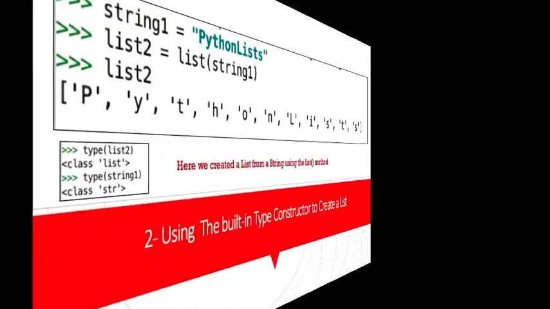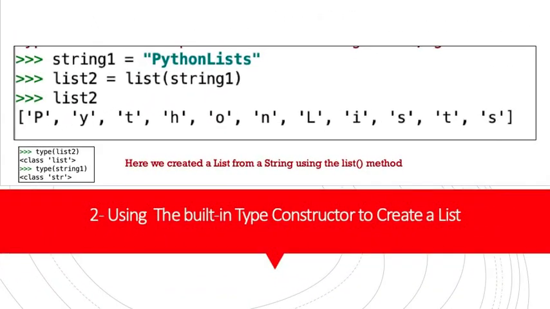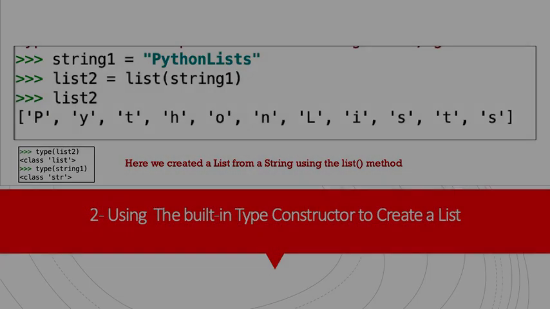The second way is to use the built-in type constructor. So here we have a string, Python lists, and then we declare list2 equals, and then the list type constructor, and in the list type constructor, we feed it string1, and then when we print list2, we see that it has converted our string to a list. We confirm that by using the built-in type function against list2 and against string1, and we get back class list and class string respectively. So this is a way that we can create a list from a string.